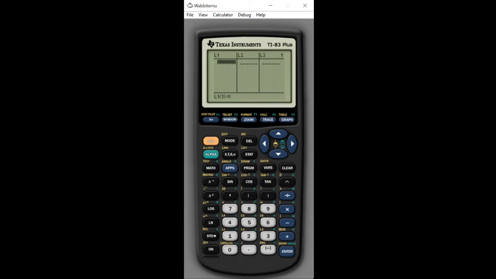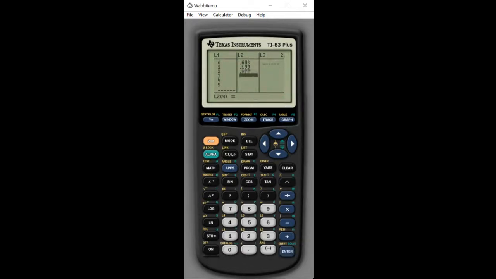What I'm going to do is the problem that we were talking about, the number of dogs, and then we had probability. So for my number of dogs, the numbers that I had were 0, 1, 2, 3, 4, and 5. Okay, and then I'm going to go to my second list, and I'm going to type in the numbers that I had for my probabilities.